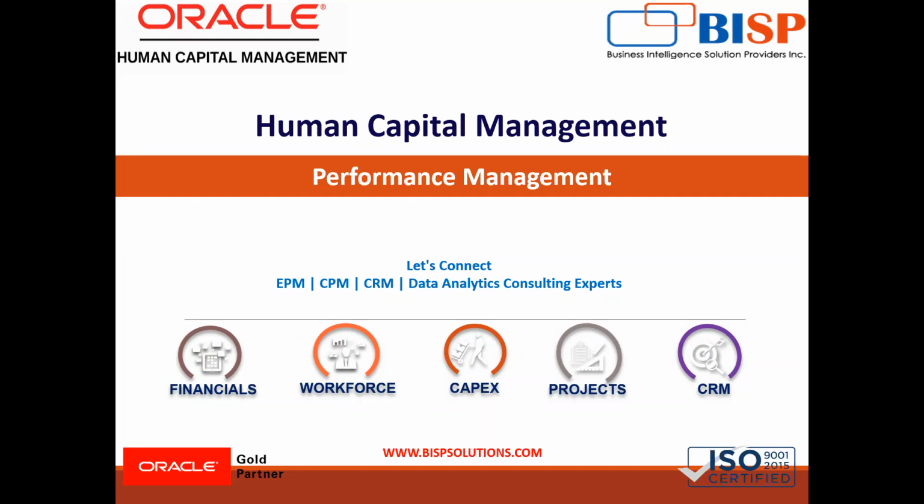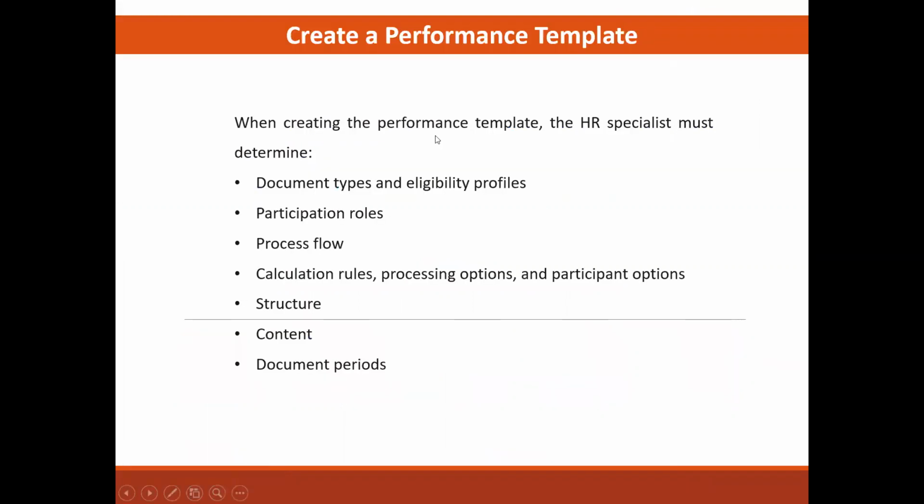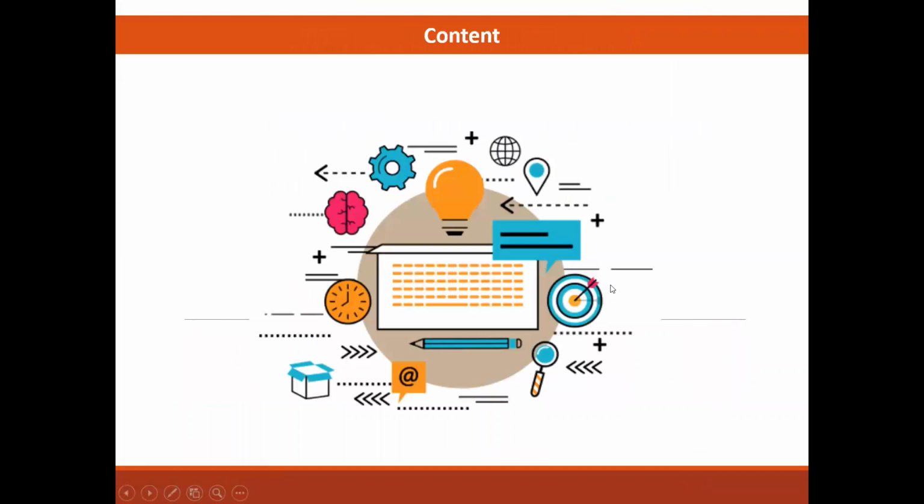Today we are going to talk about the content in the performance management, or how we can create the content tab in the performance template. So let's talk about the content first. For each section that contains content that can be rated, you can add content items directly to the performance template, so they appear on the performance document.